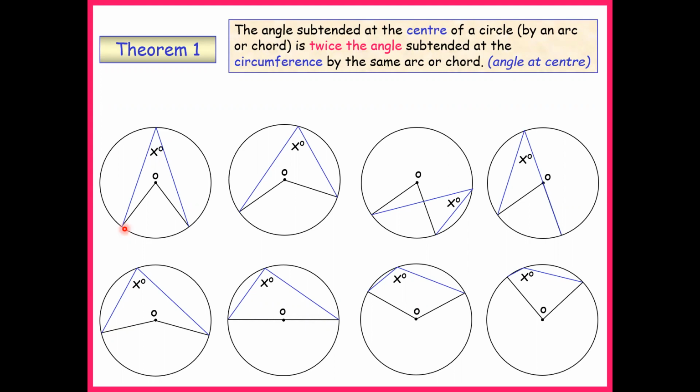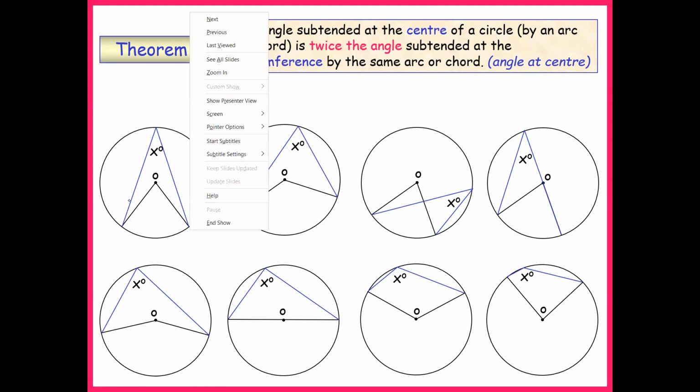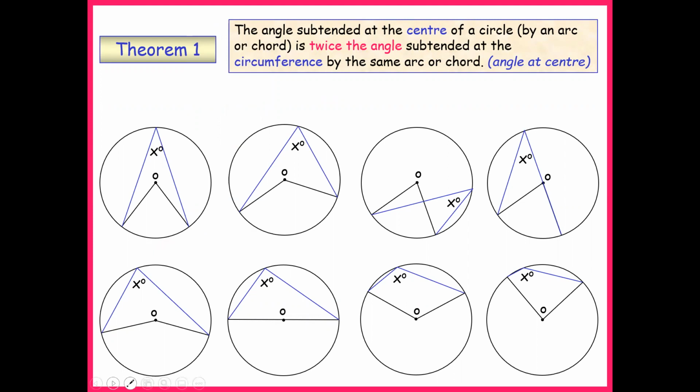So we see these 2 points at the bottom, they produce an angle at the center. And from the same 2 points, it produces an angle at the circumference. So that's our first theorem. And if you look at the slide, you see your 2x, your x. So you can see a relationship across 2x, x. So we have the theorem.